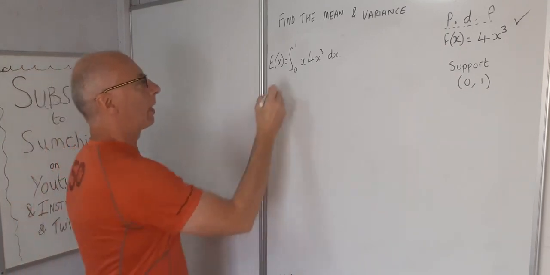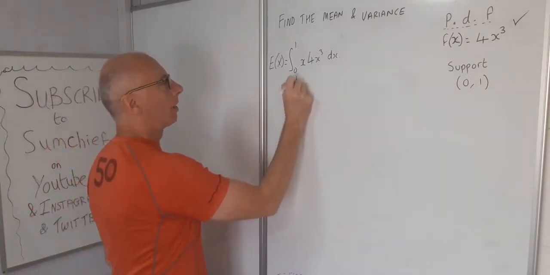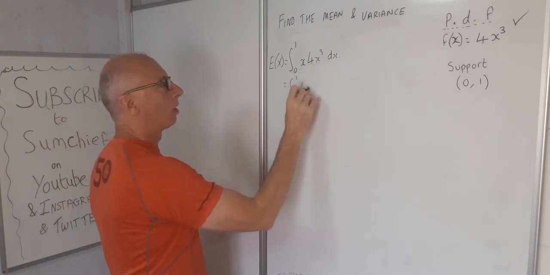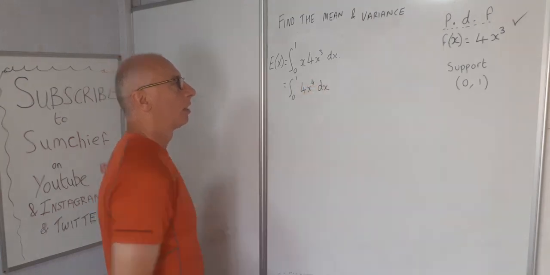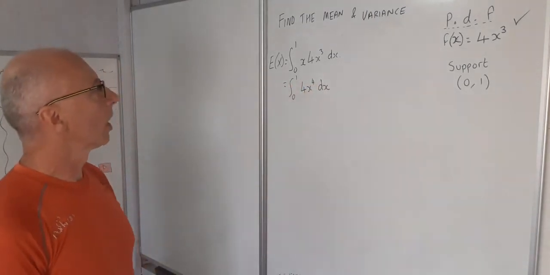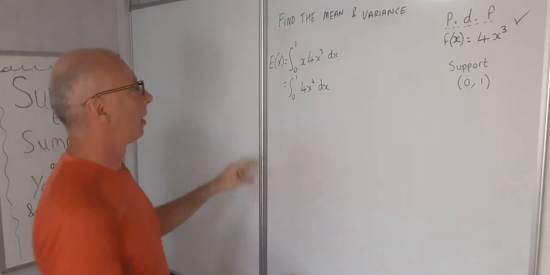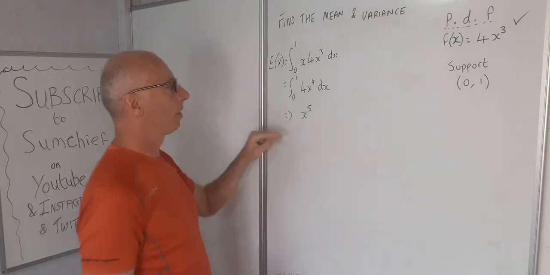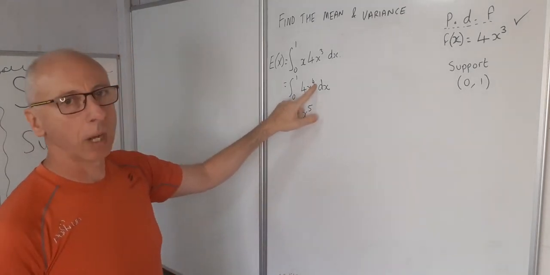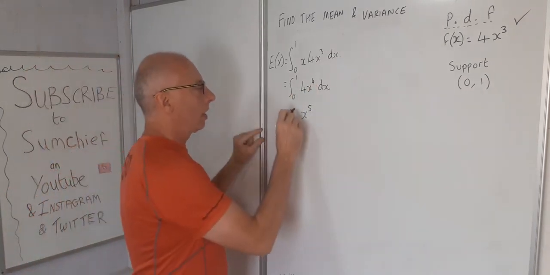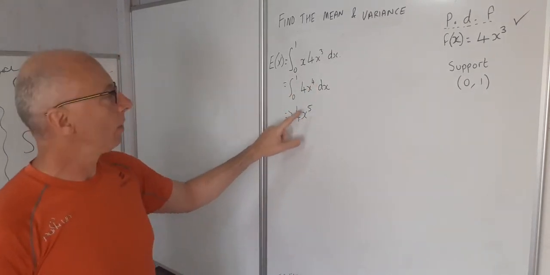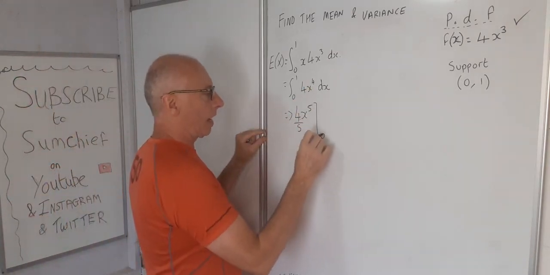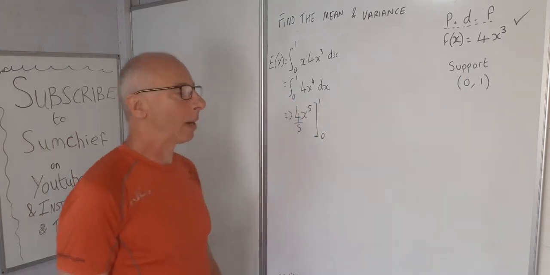So let's simplify this up a little bit, bring this down one more line. 4x times x cubed becomes 4x to the 4 dx. Again, parameters don't change. And now we're ready to integrate. So this will now give us x to the 5, which is obviously increasing the power by 1. The 4 is a constant, so that stays. And now we divide by the new power. And that's then calculated along the parameters 0 to 1.